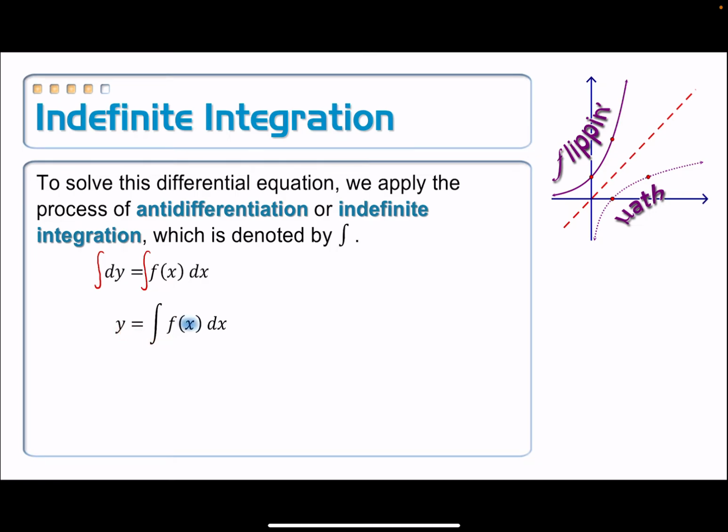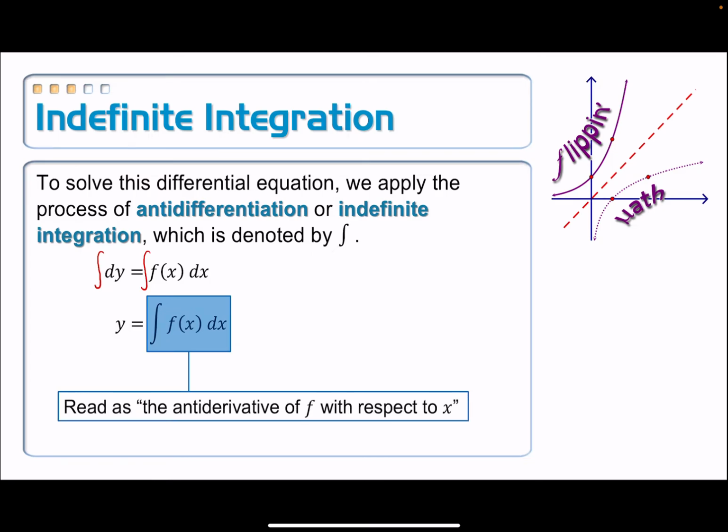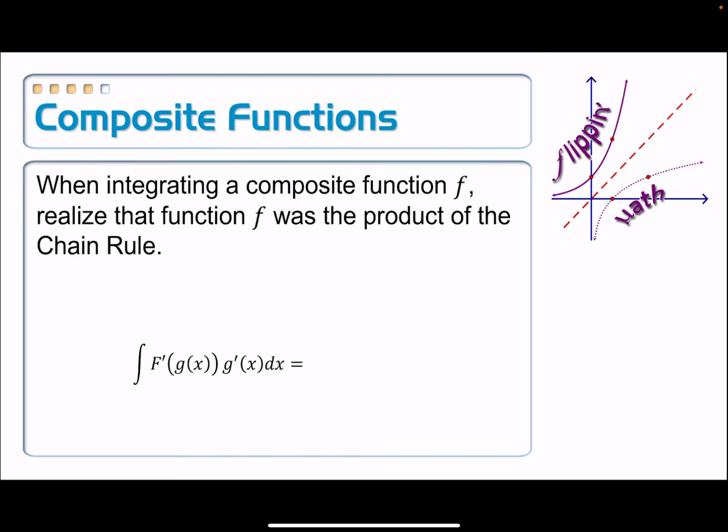Right? And then you can read this thing as the antiderivative of f with respect to x, or you can reread it as the indefinite integral of f with respect to x. And of course, this is going to simplify to some sort of antiderivative, and then don't forget your little plus c here, okay? All right, so now with a composite function, we're going to basically work that chain rule backwards here. So think of this thing being the product of some sort of chain rule. And what was the original chain rule?